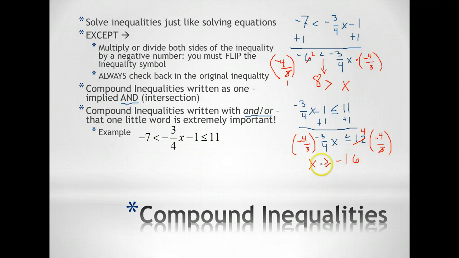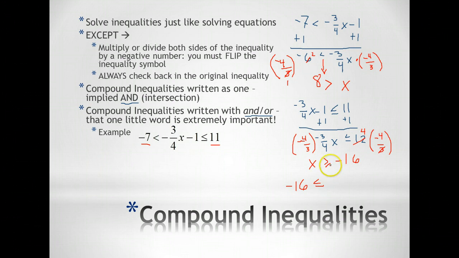Now we can write our answer all as one thing also. It needs to be, see how the smaller numbers on the left and the larger numbers on the right. So we have to do the same thing here. So I write the negative 16 on the left. If I switch the places of negative 16 and x, that's fine as long as I also flip the inequality to go with it.